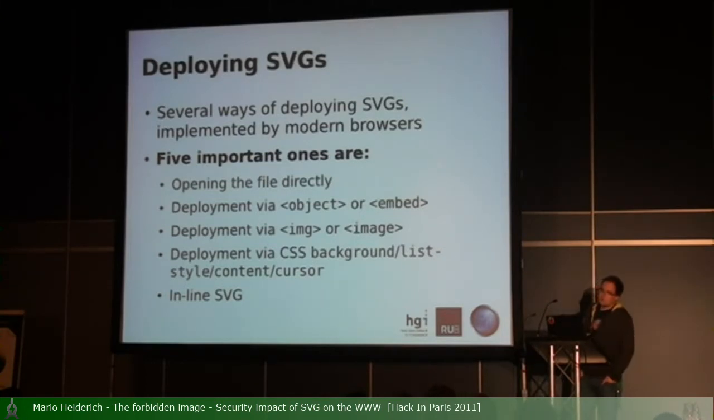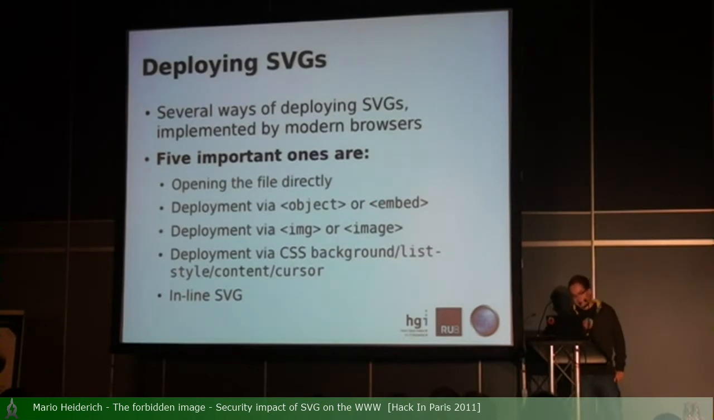The fourth way of deploying SVGs is by using CSS. So you can use CSS backgrounds, you can use CSS list styles, you can use the CSS content property on Opera and many other browsers. You can even use cursors, so you can assign an SVG cursor to your website. So you have some animated thing floating around when you point somewhere, which is a little bit nasty. There is another way of deploying SVGs, but I don't want to unveil it right now because it's quite funny, and there's also going to be a lolcat.